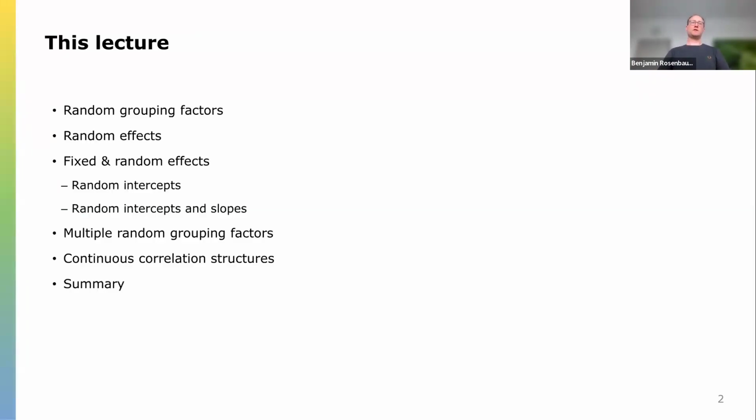So we are talking about random grouping factors, and then what we might already know, intercepts, random intercepts and slopes. And finally, we will also use continuous correlation structures.